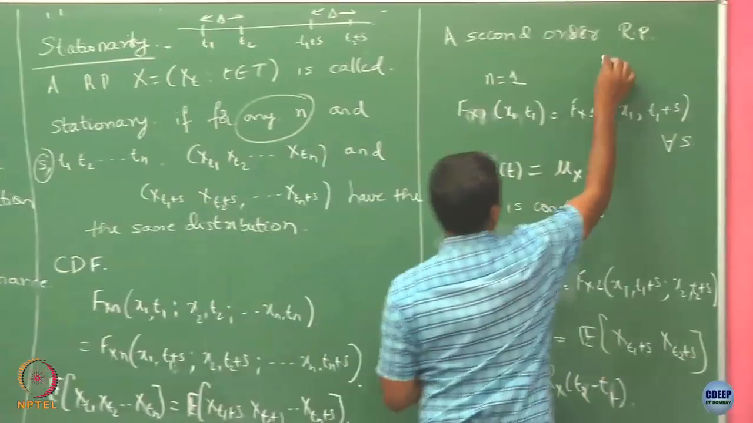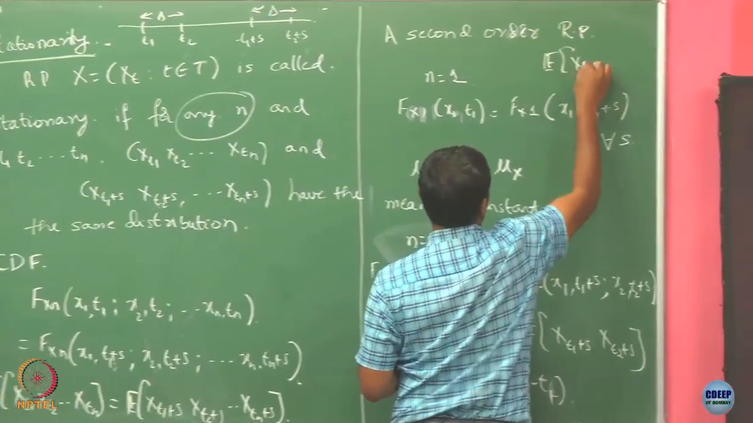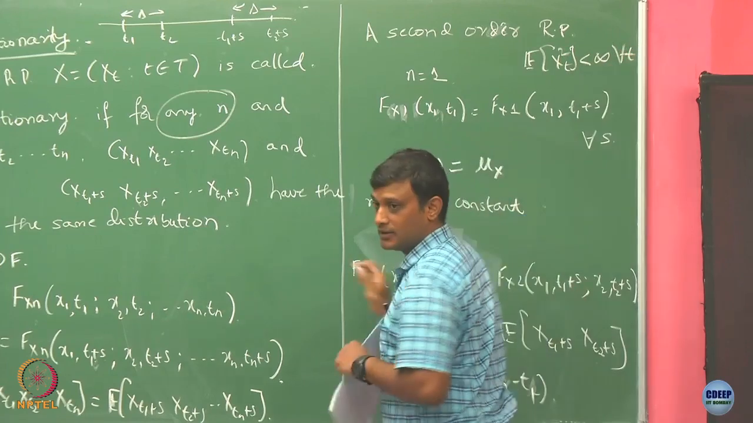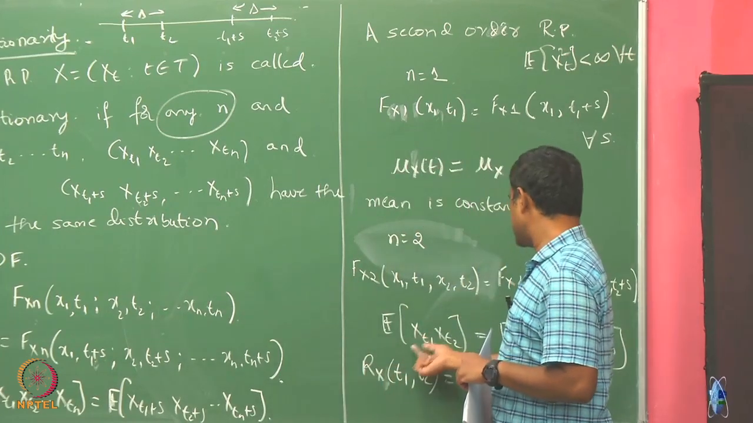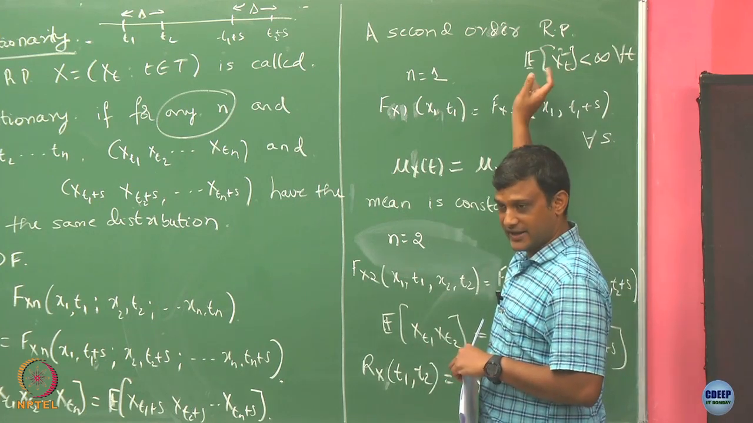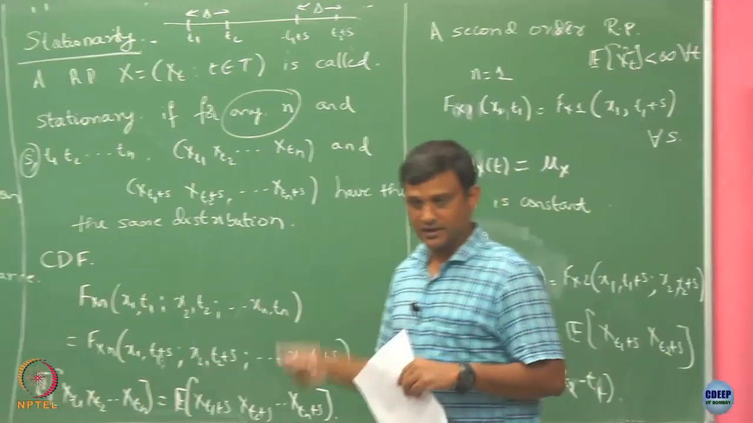So what is the second order statistics? We said that the expectation of X(t) squared is going to be finite for all t, right? Here you could as well choose X t1 equals X t2. In this case, we need it to be finite, okay?